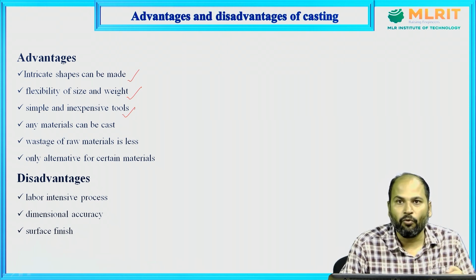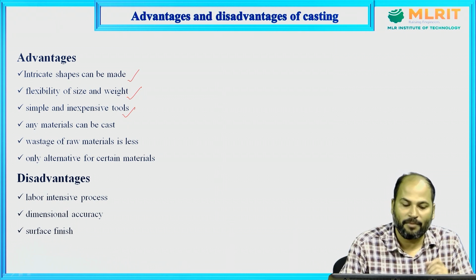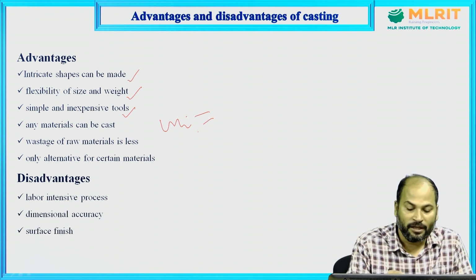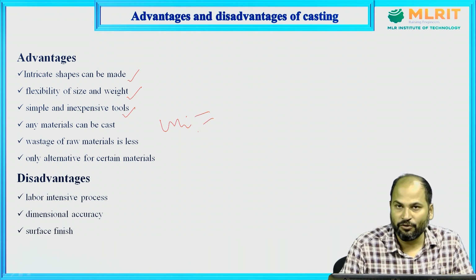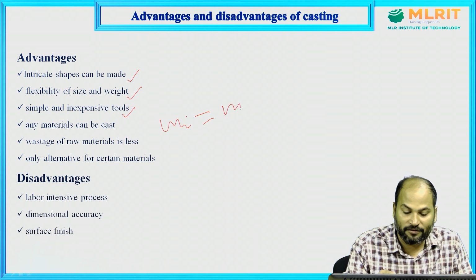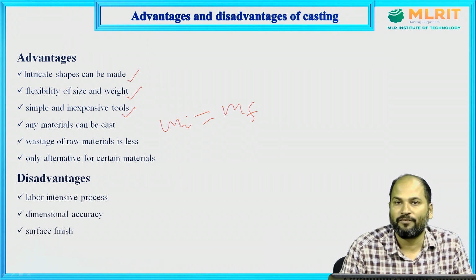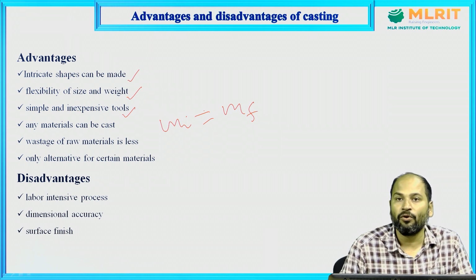So if you see overall, there will be no loss in the material, there will be no loss in the mass. Whatever the mass was initially, suppose MI, the initial mass or weight of the material used for casting, and the final mass, whatever product we are getting, these two will always be the same. That's why it is also known as zero manufacturing. So practically there is no loss in the material.